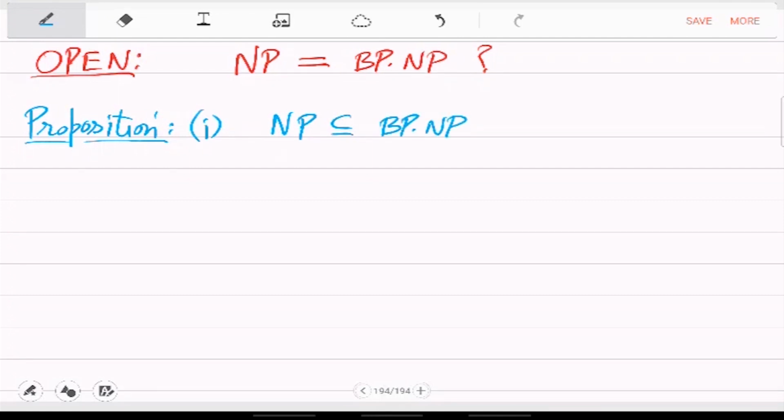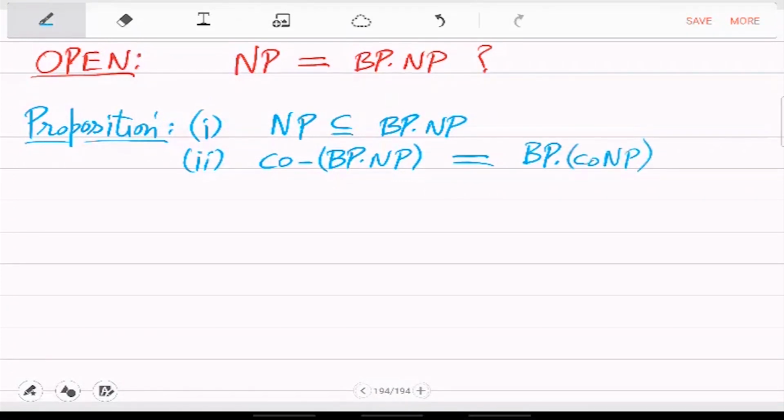and when you take co of this, what happens? Via this randomized reduction, you can check that this is the same as BP.CoNP. So co and BP you can interchange. Co of BP.NP is the same as BP.CoNP. This you can think of as the randomized version of CoNP.